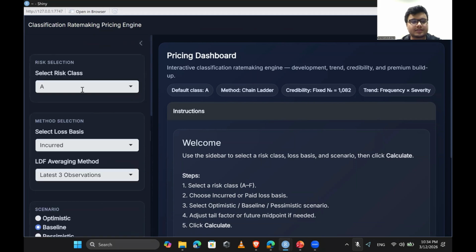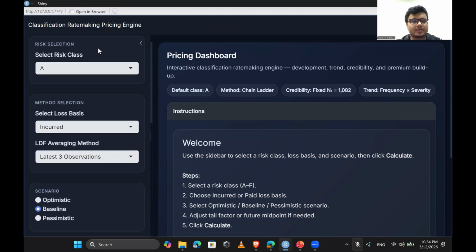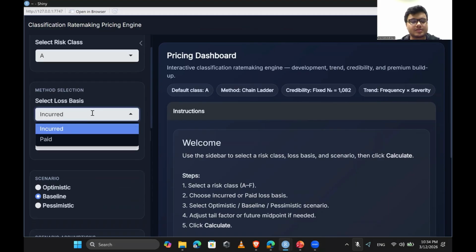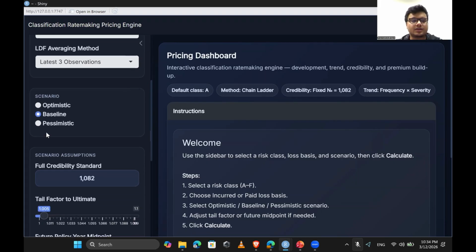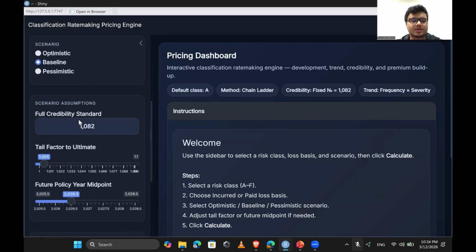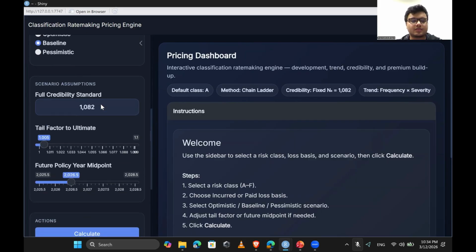Here you can select the risk classes from A to F, and for the loss basis, we can choose either the incurred or the paid method to calculate the premium. And for LDF averaging method, we can either choose the latest 3 observations, which is a 3-year averaging method, or we can also choose all available observations. For scenario, I have given 3 options: optimistic, baseline, and pessimistic. And for the full credibility standard, 1082 is a fixed number.